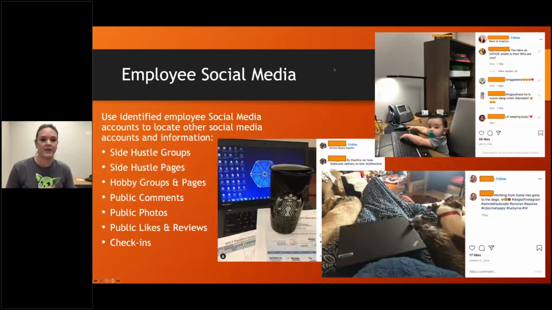We can also identify side hustles and side hustle pages that maybe the employees have made, their hobby groups, pages that they follow. Keep in mind that every comment on their profile pictures and their cover pictures is public, so you can learn a lot of personal sensitive information, just because family members don't always keep that in mind when they comment on their new profile picture or cover image.